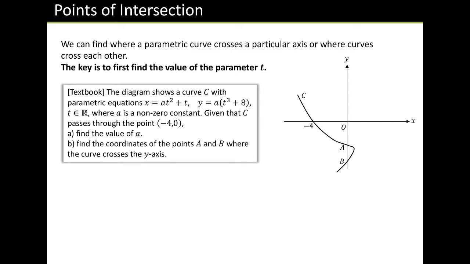The diagram shows a curve C with parametric equations x equals a t squared plus t, y equals a, open bracket, t cubed plus 8, where t is a member of the set of real numbers and a is a non-zero constant. Given that C passes through the point (-4, 0), which is here, find the value of a.